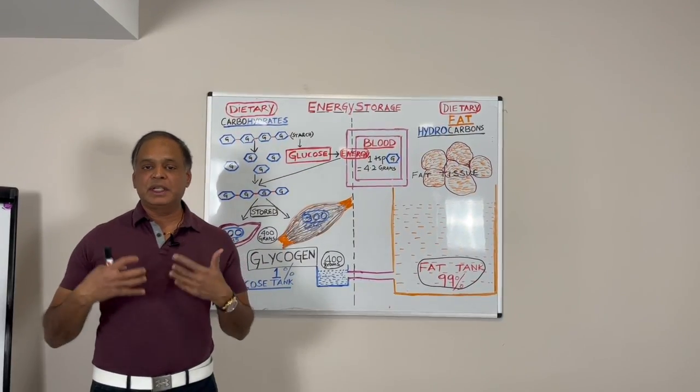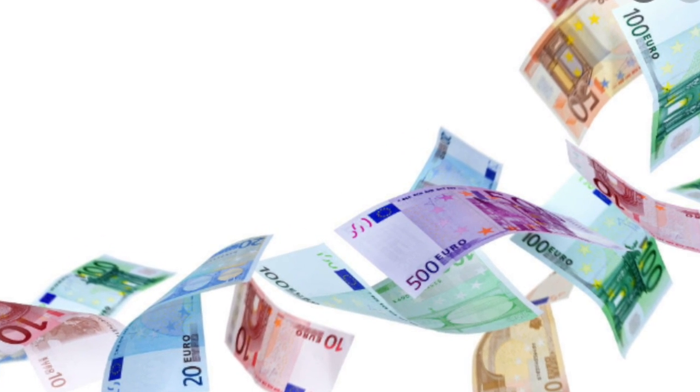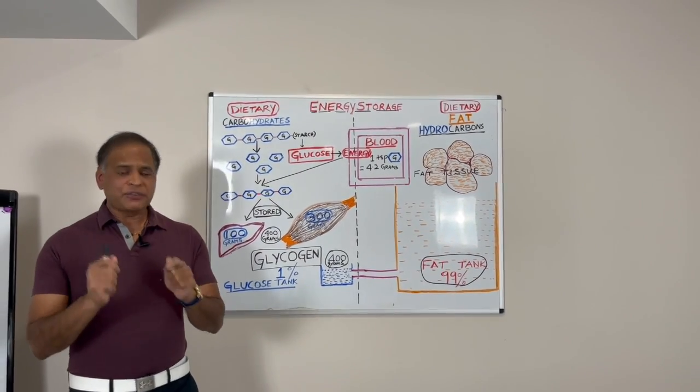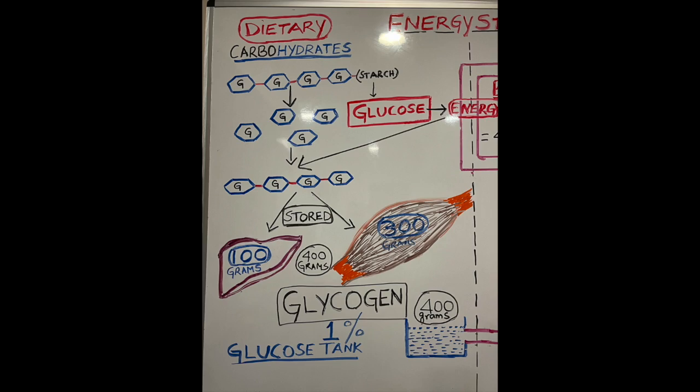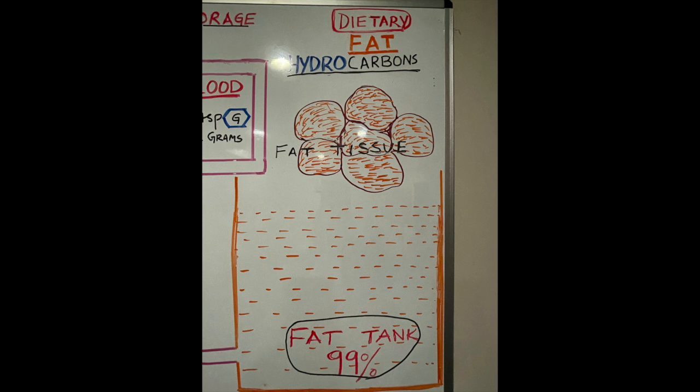This is the cash that we need for emergencies. Imagine that the cash you need for emergencies is very little. The reserve for that is only 1% of what you can store. The rest, 99%, is stored in the fat. I'm going to talk about the fat later.